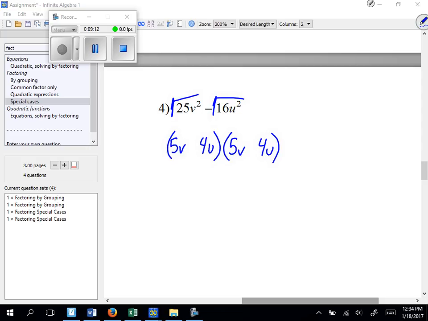And the difference of 2 squares always gives me a plus and a minus. So that would be my factored version of what's going on there.